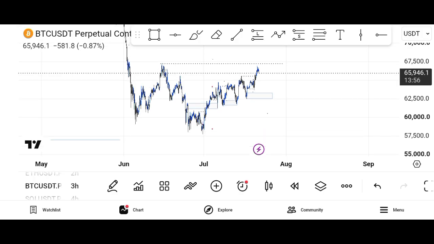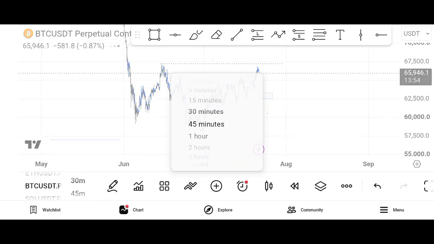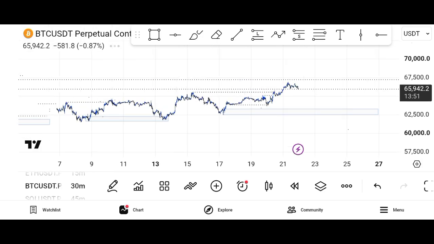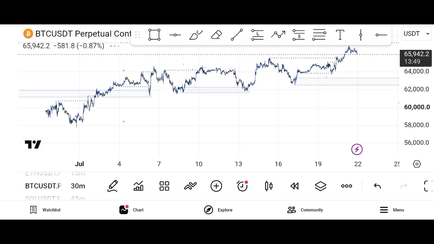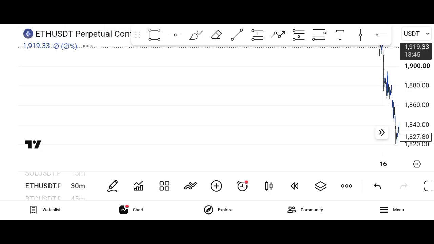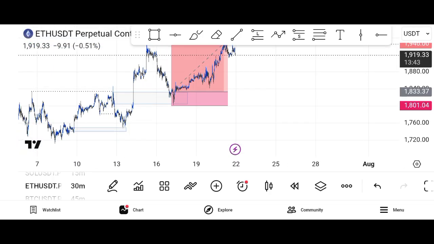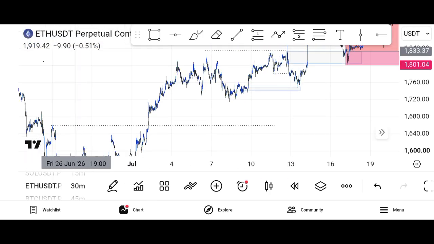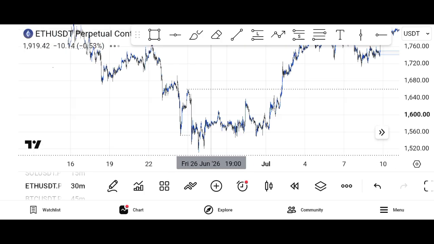So this is on the 3 hour. Let me go to the lower time frame so that you can see that all of these zones will be clearer. It should be clear on any time frame you are trading. Or let me use some other pair so you know that it's not just BTC. Now this is Ethereum.